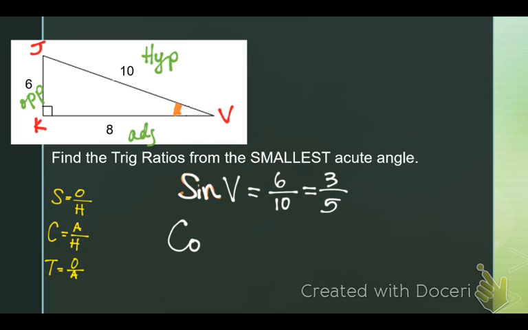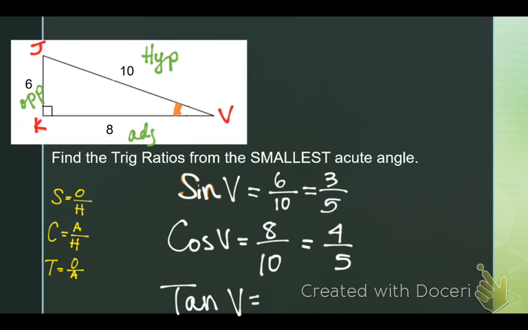Then we move on to cosine of V. Cosine is adjacent over hypotenuse. So what is adjacent to V? What is the adjacent side? 8. And then over the hypotenuse, which is 10. What does 8 over 10 reduce to? 4 over 5.